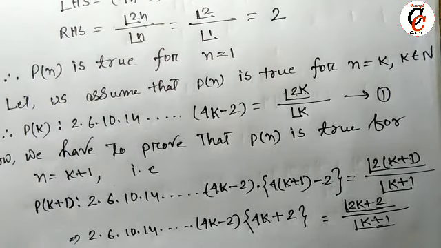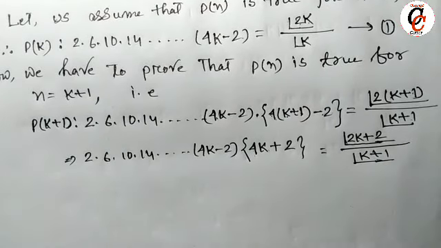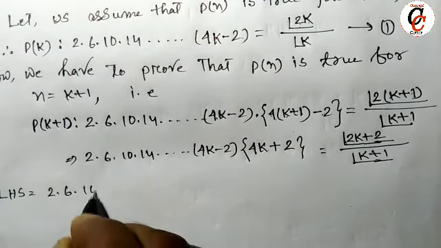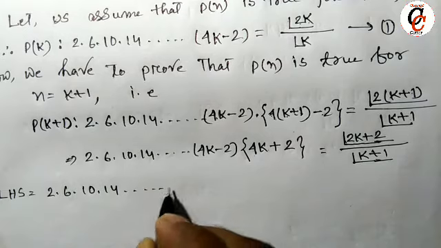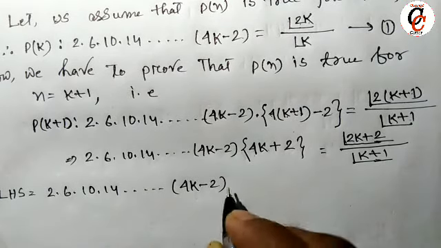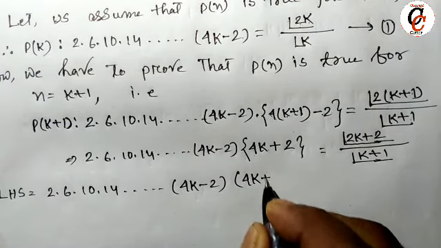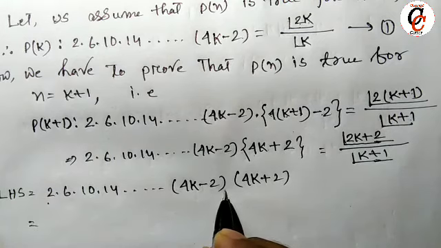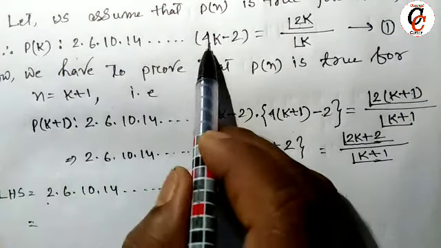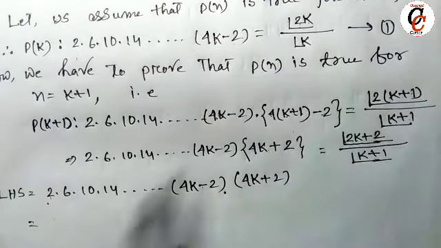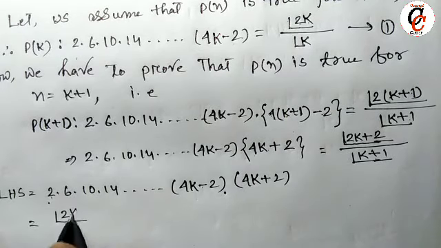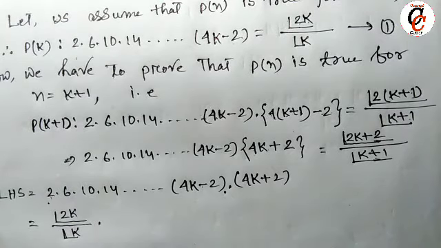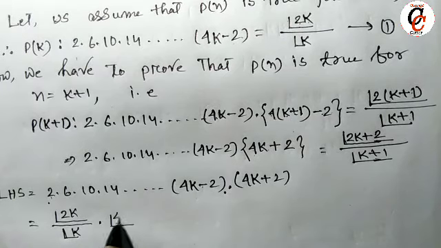So now we have to take the left hand side and we have to prove the right hand side. Left hand side: 2.6.10.14 up to 4k minus 2 all into 4k plus 2. So up to this second to last term, what can we write? 2 to 4k minus 2 we can write factorial 2k by factorial k, and into here 4k plus 2.